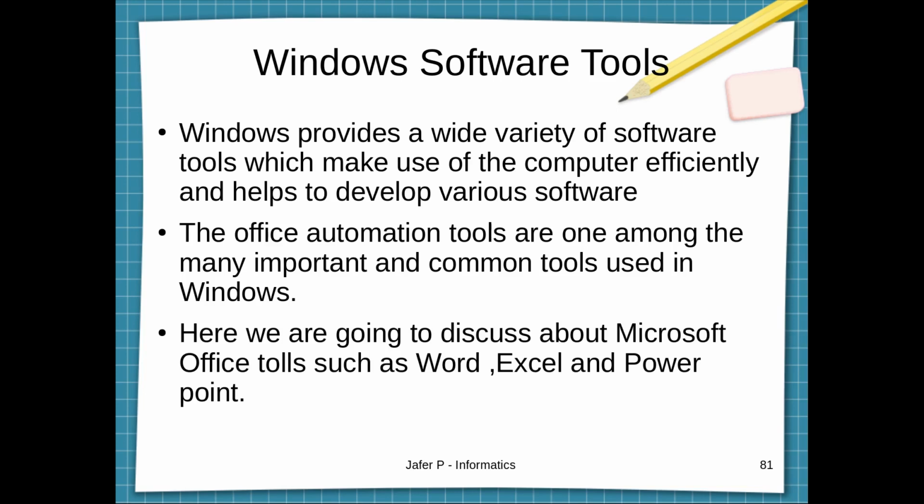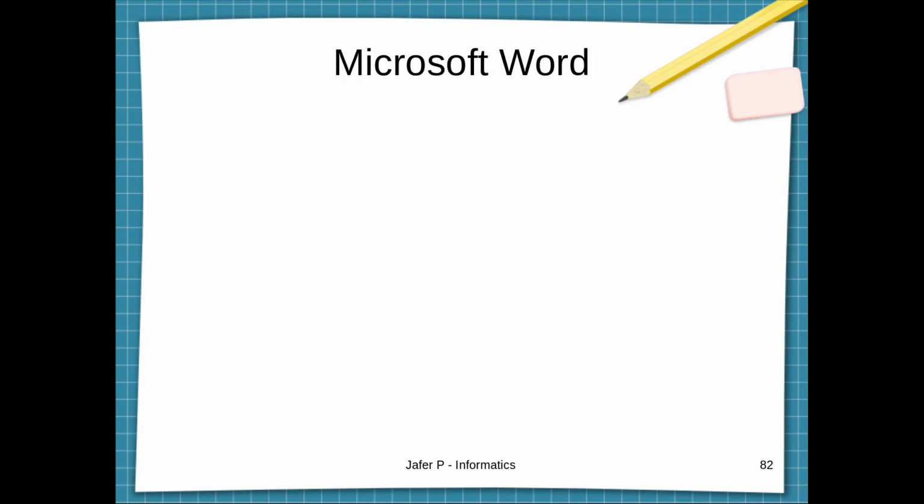Here we are going to discuss Microsoft Office tools such as Word, Excel and PowerPoint. So let us see what is Microsoft Word. We will start with Microsoft Word. All these three office tools are related to office automation, and the first tool is Microsoft Office Word. Let us see what is the purpose of Microsoft Office Word in the Windows operating system.